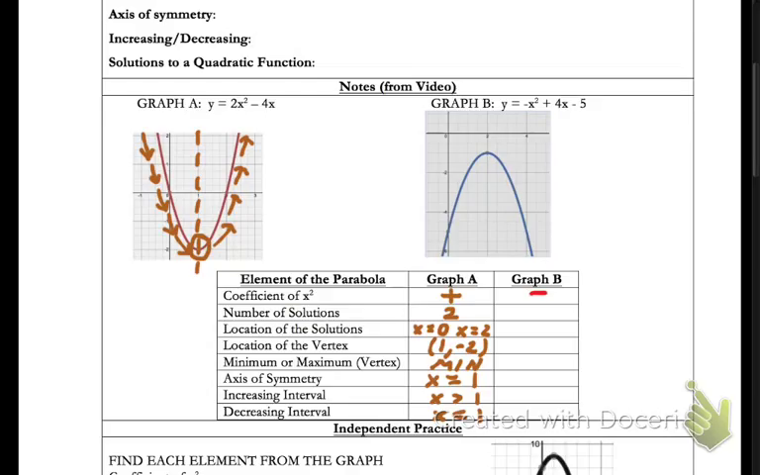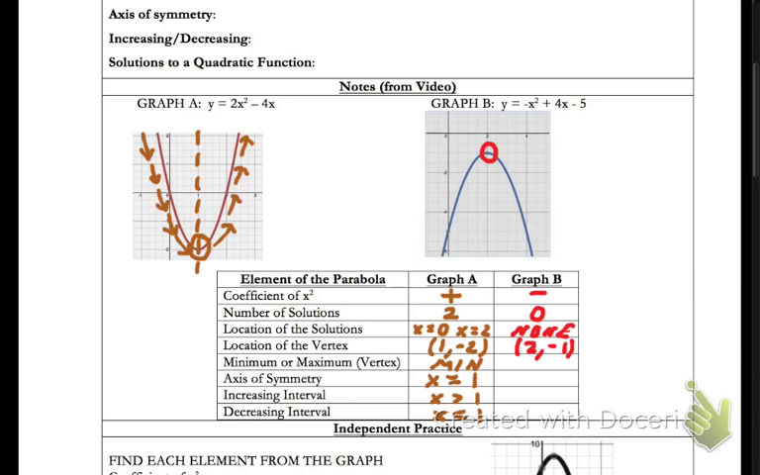But this parabola does not cross the x-axis. Our x-axis is right up here. That parabola stays away. So how many solutions do we have? 0. And where are they? Well, we're not going to write 0. We're going to write none. Where's the vertex? Well, the vertex is this place I'm going to circle right up here. And this vertex is going to be at the point 2, -1.